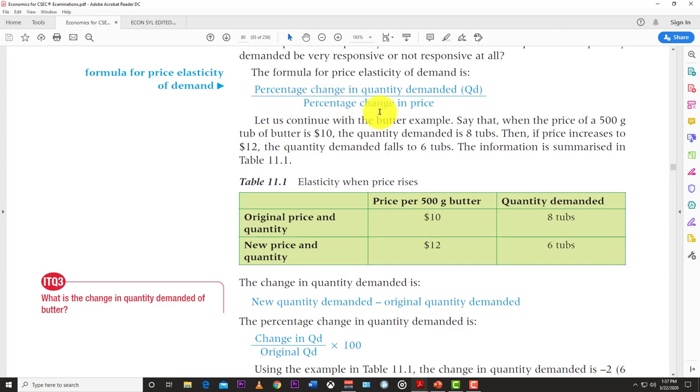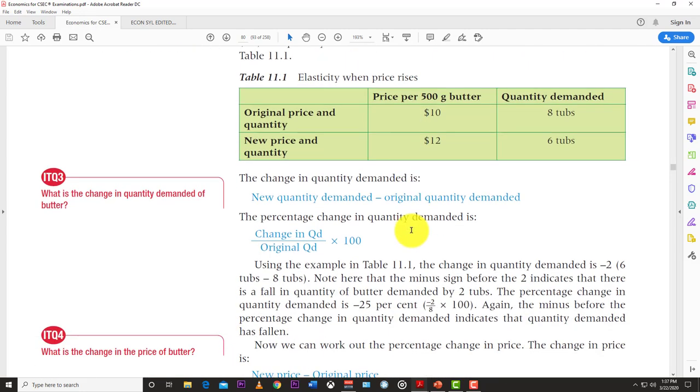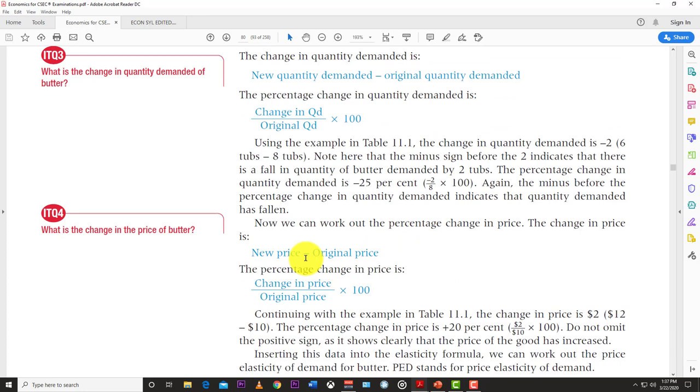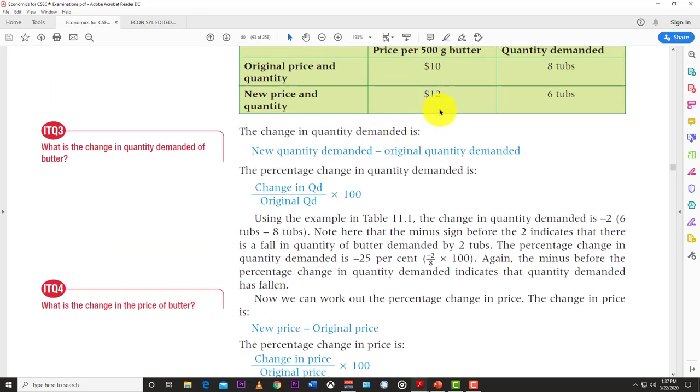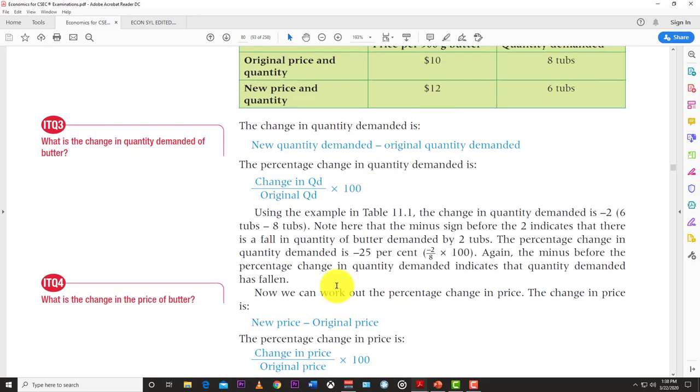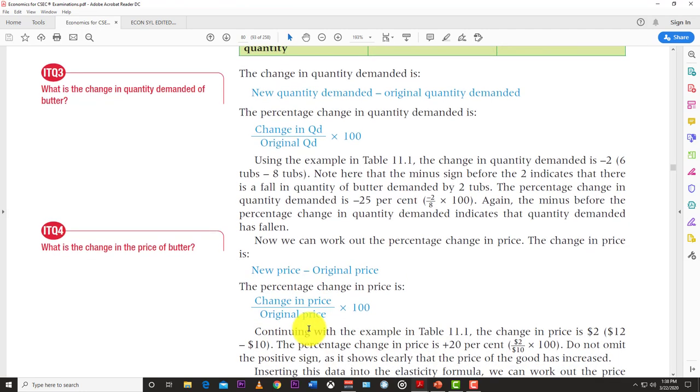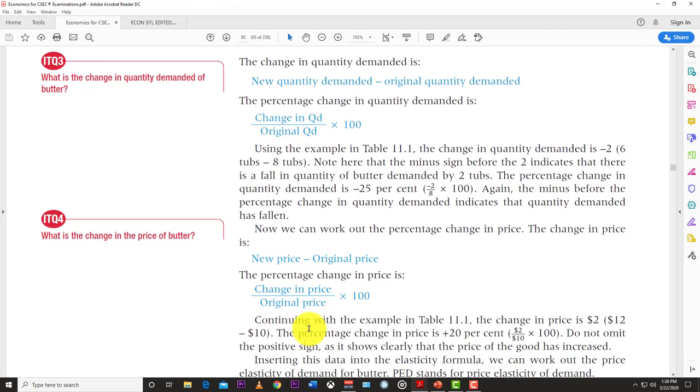Now we have to find the bottom part, which is the percentage change in price. So how do you do that now? The new price minus the original. Remember, the new price is now $12 and the original price was 10. So you take the 12, put it here, and you minus the 10 from that. And of course, you are going to get 2, right? You're going to get 2 for that one. So that's how we get that one.